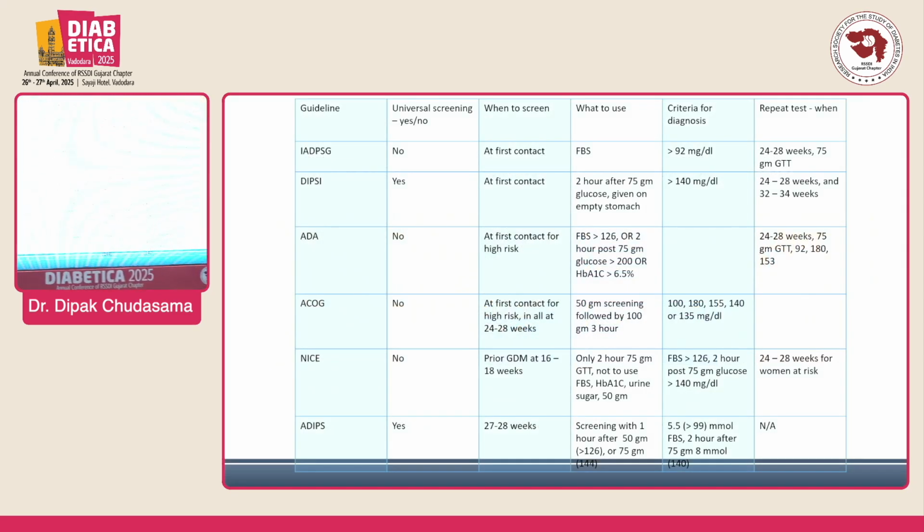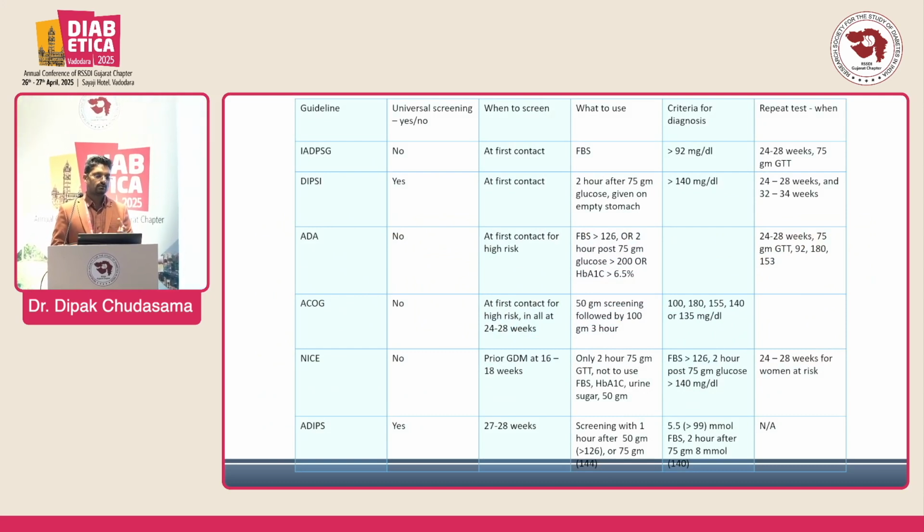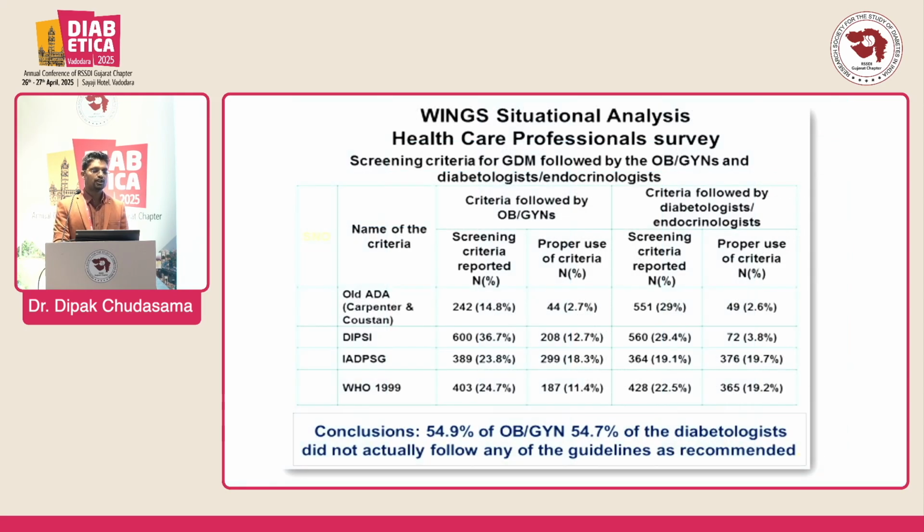So there are different guidelines like IADPSG, DIPSI, ADA, ACOG, NICE and others. So again, various criteria that we have discussed are there. This is the table content of that comparison. WINGS situation analysis, healthcare professional survey. Forget about all the guidelines. Who is following them? Only 50% of OBGYNs and 50% of diabetologists or endocrinologists are following these particular guidelines.